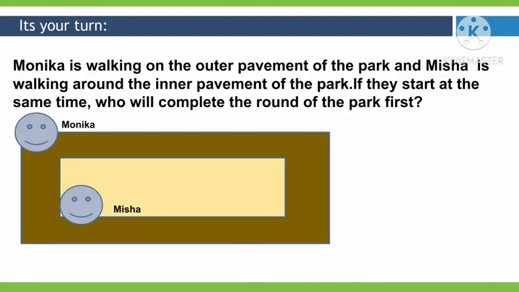Now it's your turn, children. You have to find out the answer. Monica is walking on the outer pavement of the park and Misha is walking around the inner pavement of the park. If they start at the same time, who will complete the round of the park first?